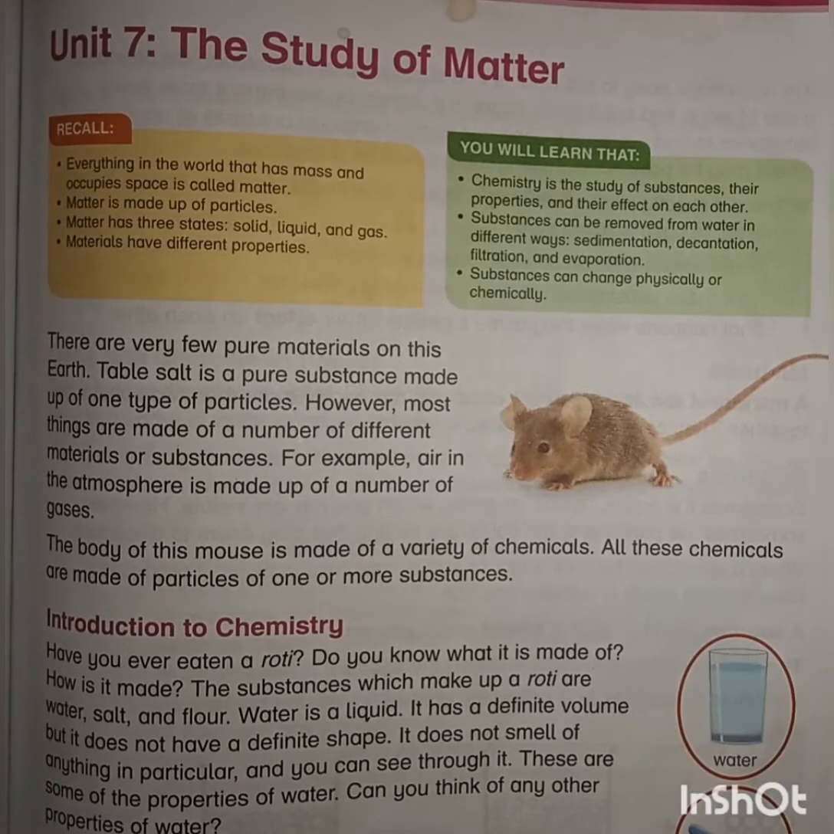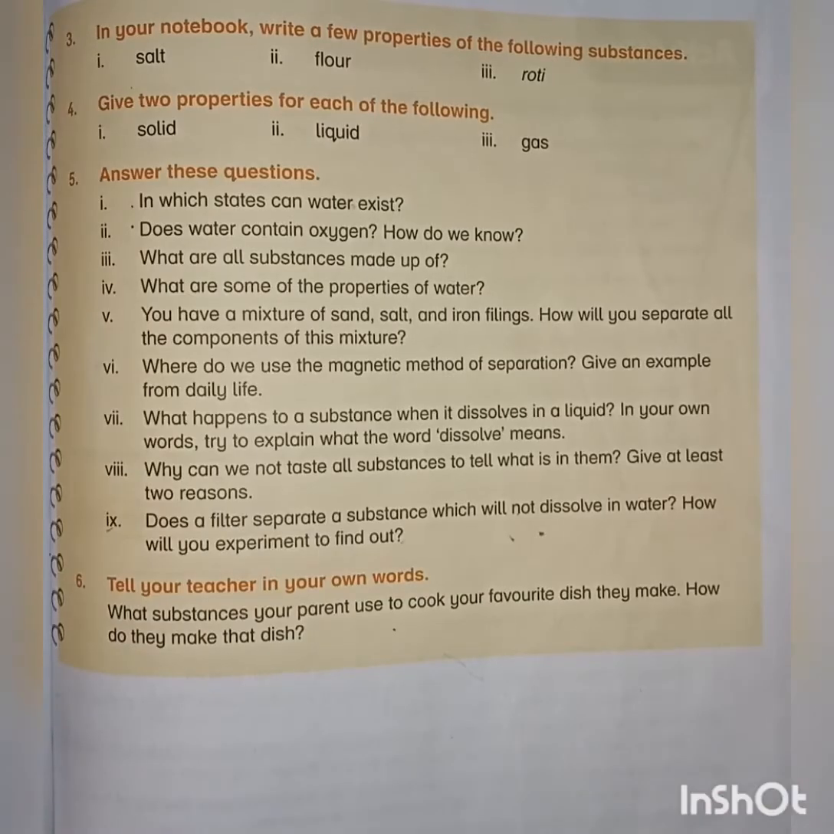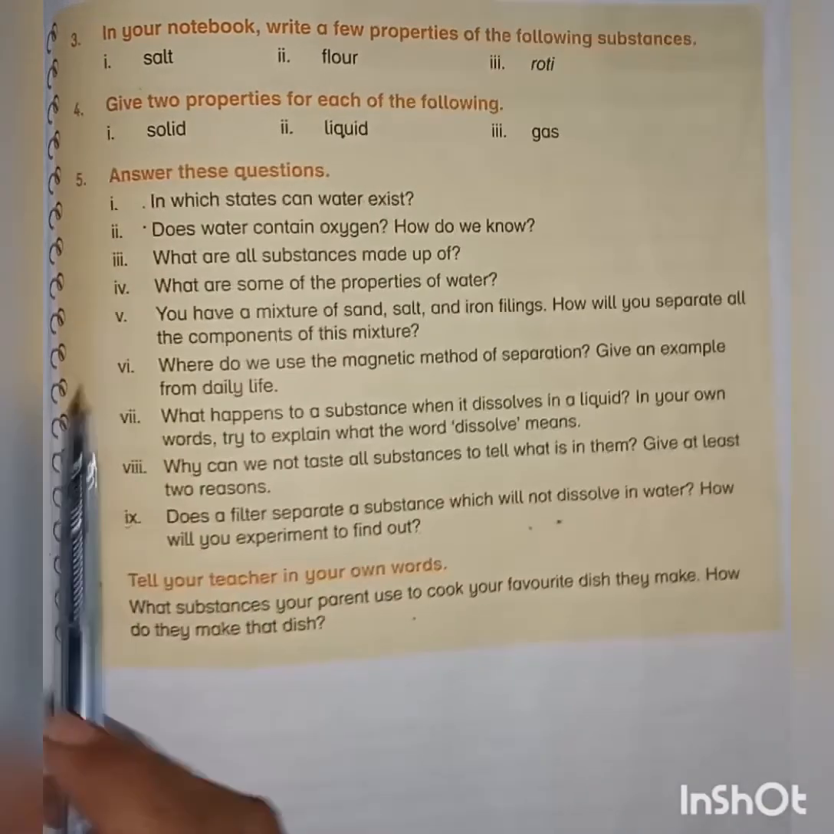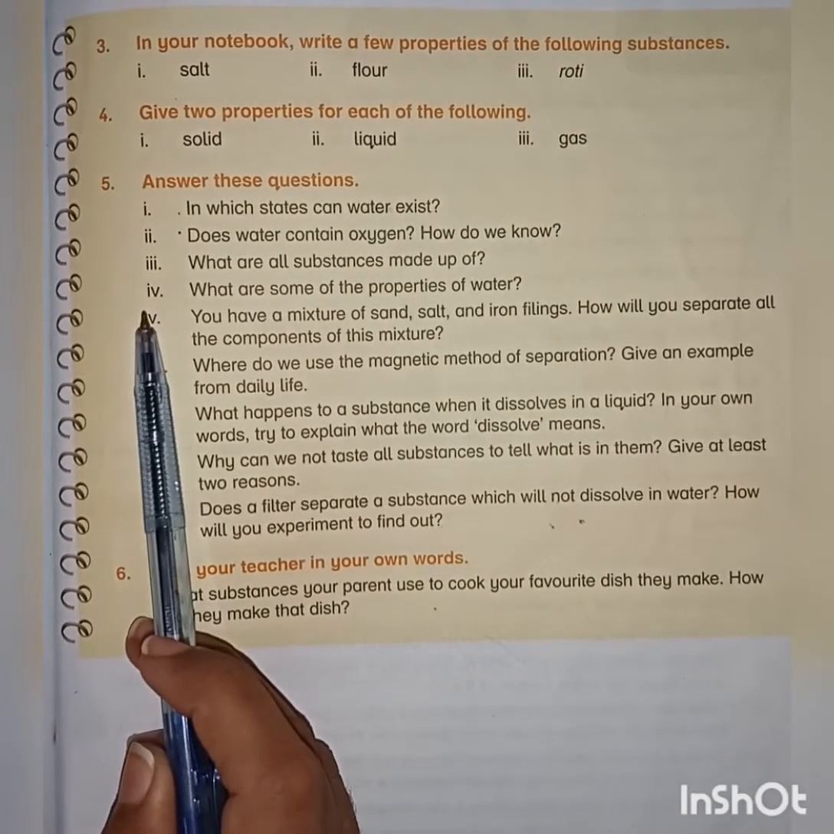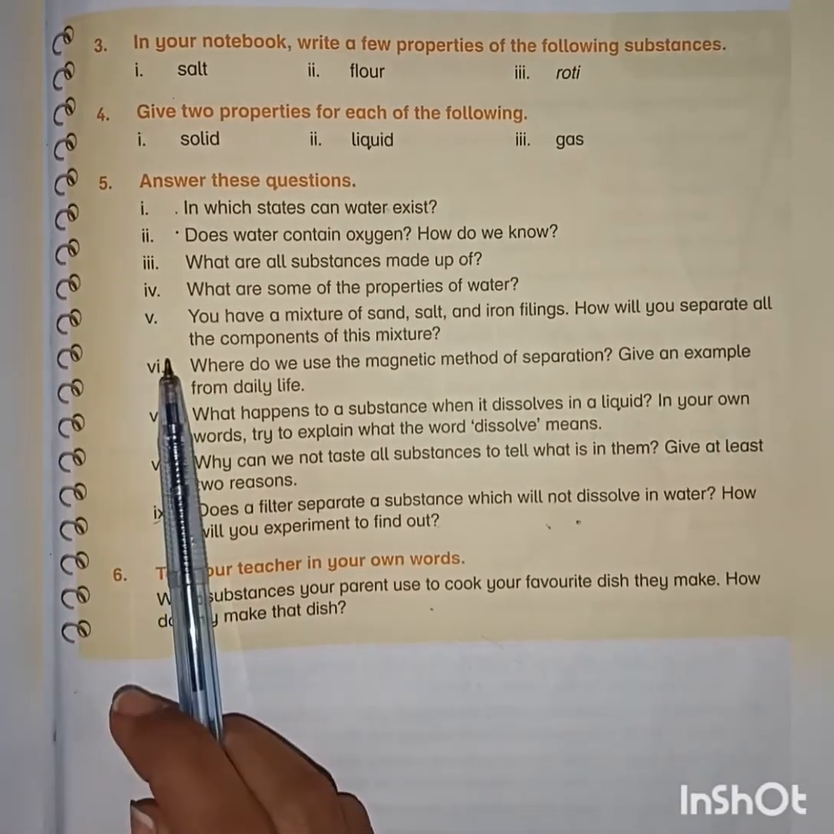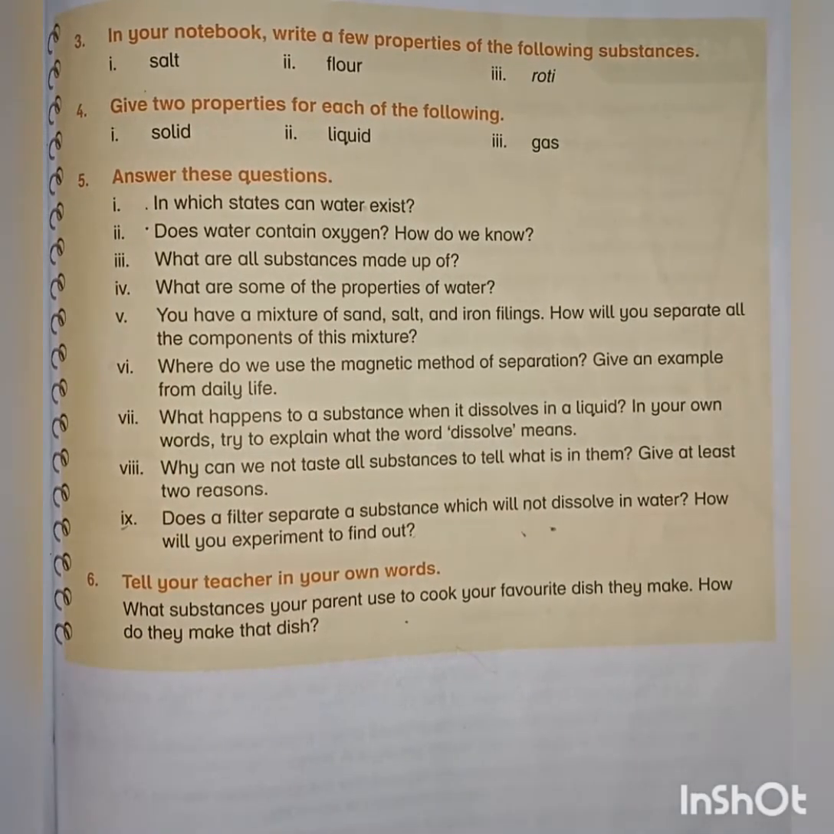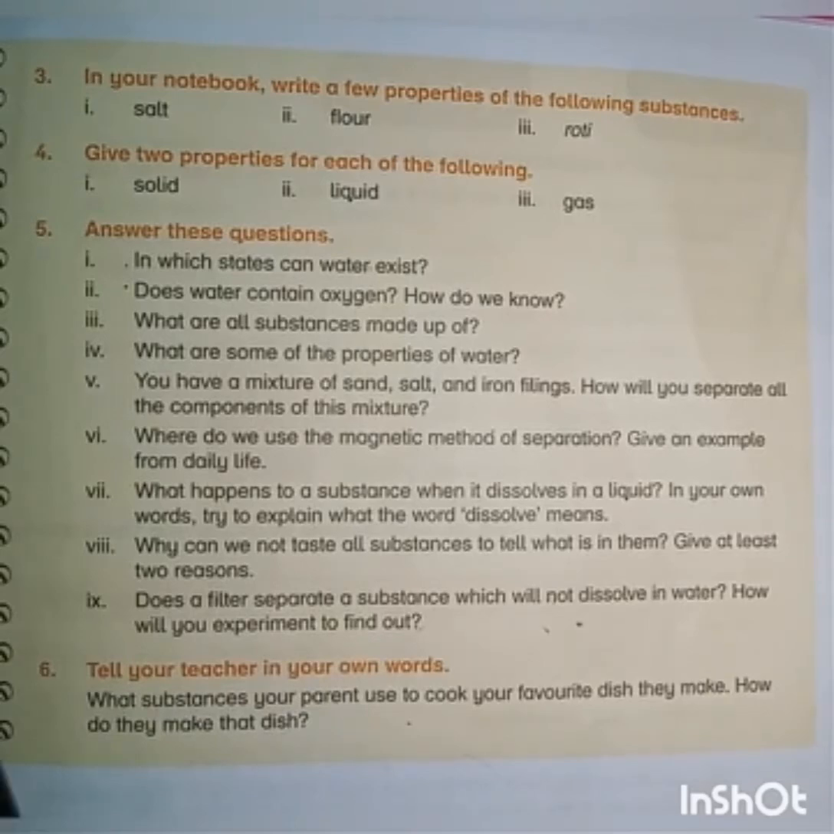Today, we will also revise our previous concept of unit number 7, the study of matter. In our previous lesson, we revised question number 3 and question number 4 of part 5. And today, we will revise question number 5 on page number 73. Let's start today's lesson.